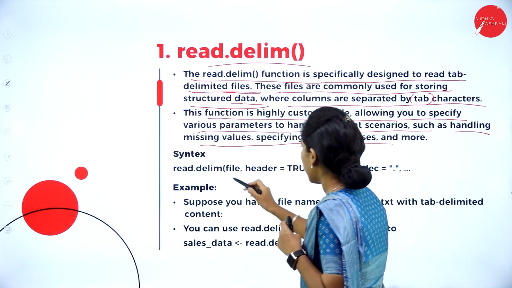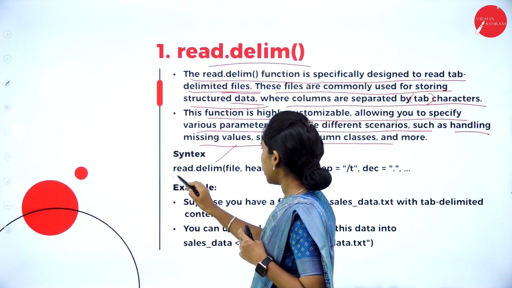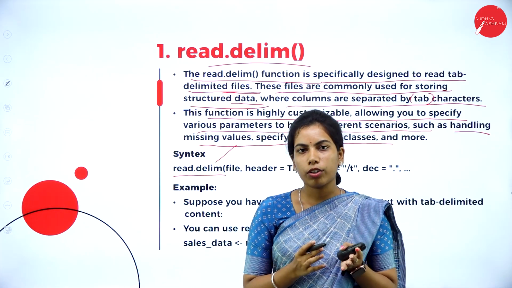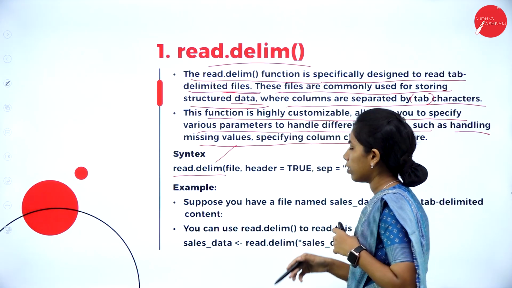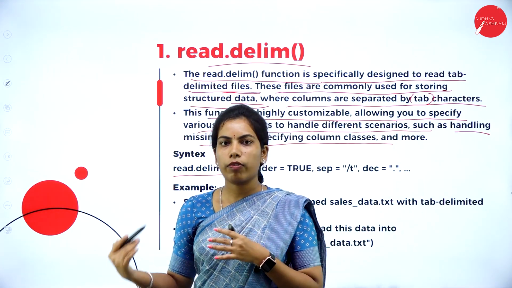And also here you can see the basic syntax of read.delim. So we have to call read.delim, it's not "read delim". We have to call the function read.delim with an open and close parenthesis. Inside the parenthesis, we have to pass the parameters. Why? Because it's a function, right?